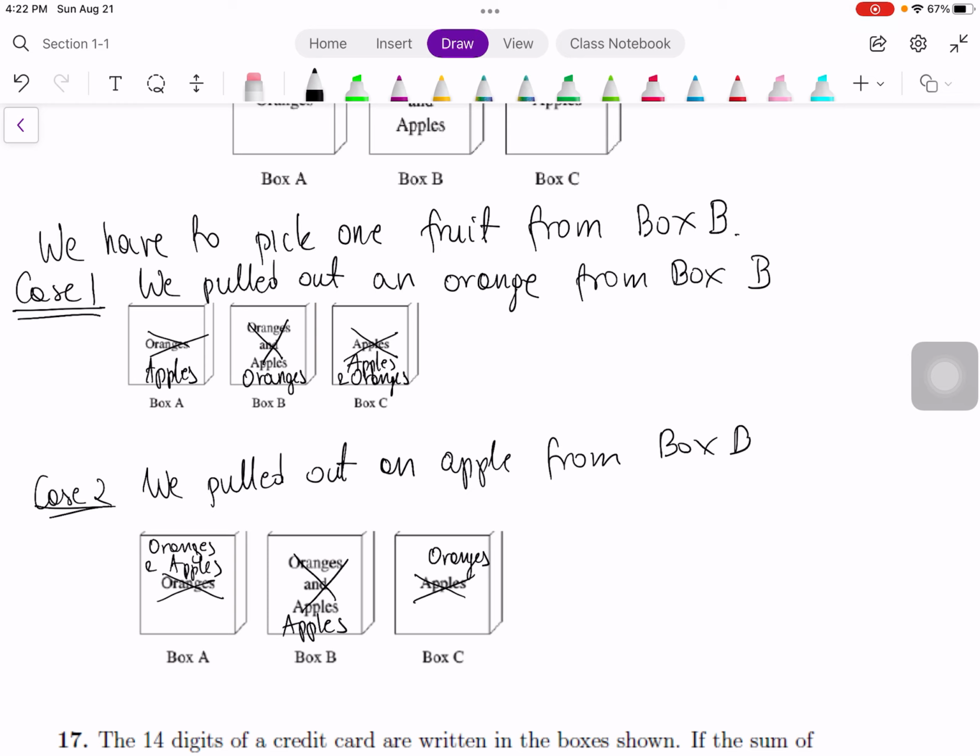Okay. So notice that, yes, I am correct. I analyzed the possible scenarios. If I pull out one fruit from box B, then in either scenario, I'll be able to label all the boxes correctly. Regardless of whether I pull out an orange or an apple, of course they will be labeled differently, but in either scenario I'll be able to determine what's in each box.